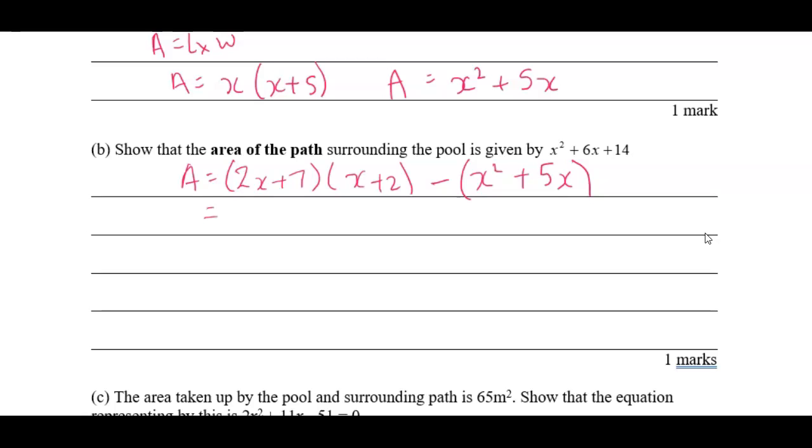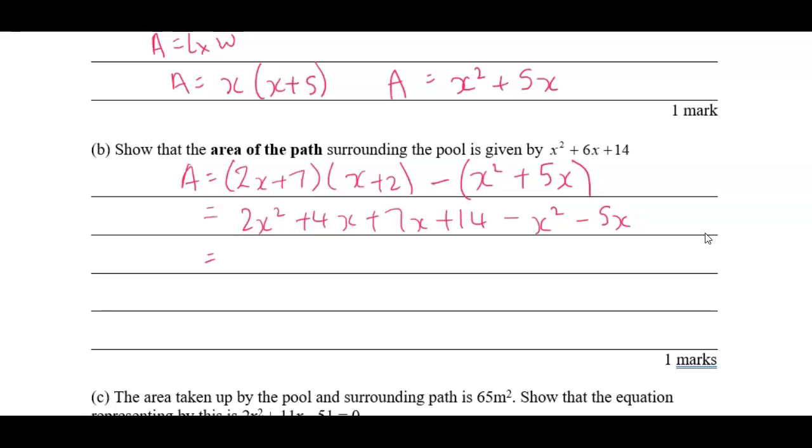Now we'll expand these brackets. So 2x times x is 2x squared. 2x times 2 is 4x. Then we've got 7x and then plus 14. And I'm just going to make sure I did do that right. Sometimes I think ahead and I miss things. Okay. So we've already got the answer here. So if I don't get that final answer, I know I've made a mistake somewhere.